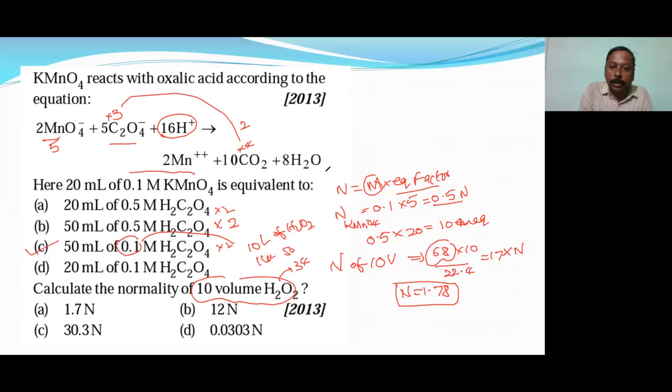Here I will tell you: 2H2O2 gives 2H2O plus O2. This mass is 68; from this I got the 68. So 2 into 34 grams, that is 68 grams, gives how much? And that is equal to 17 into normality. Why 17? Because of the equivalent factor of H2O2, and when you divide you will get 17. So the answer to this question is option A. Note it down and let's see the next question.